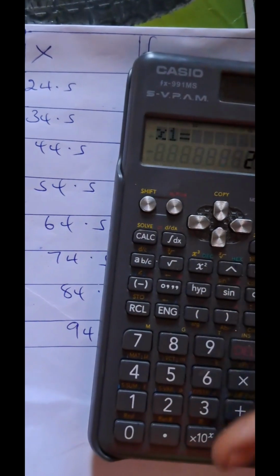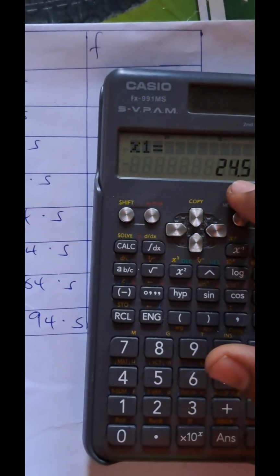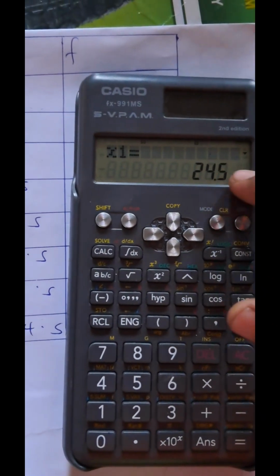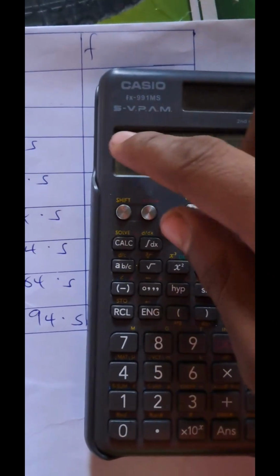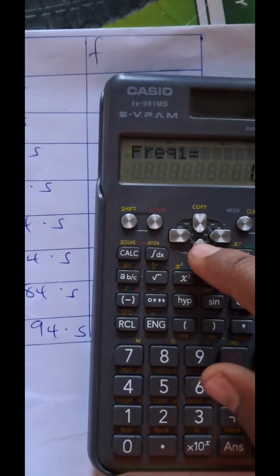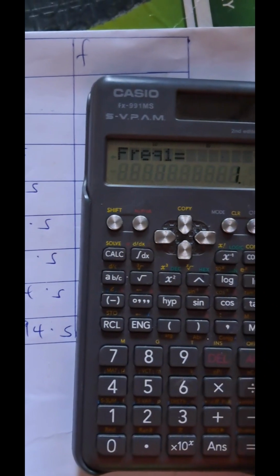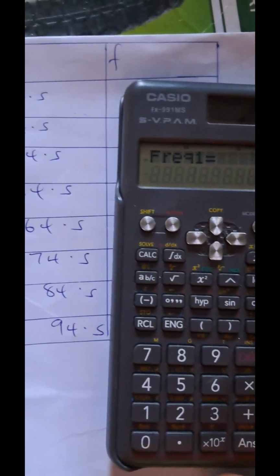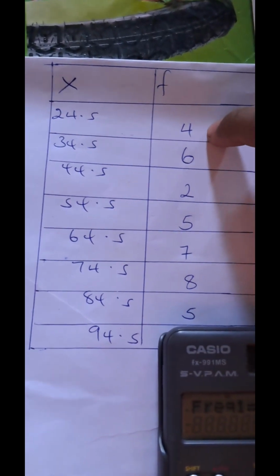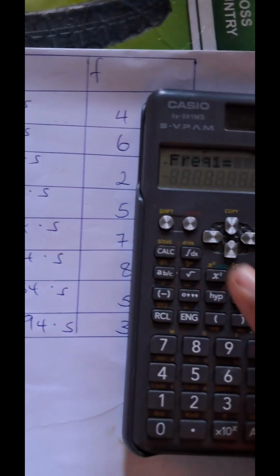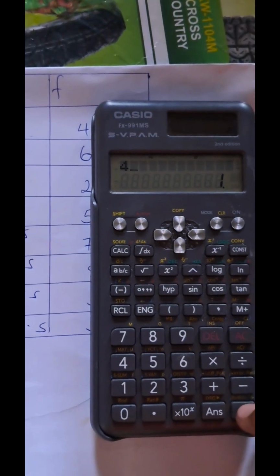Now the next thing is to put the frequency of x1, or the frequency of 24.5. And as you see, you just press this lower button here and they will ask you for the frequency of that, 24.5. So according to my table, the frequency is 4. So you press 4. Then you press equal sign.